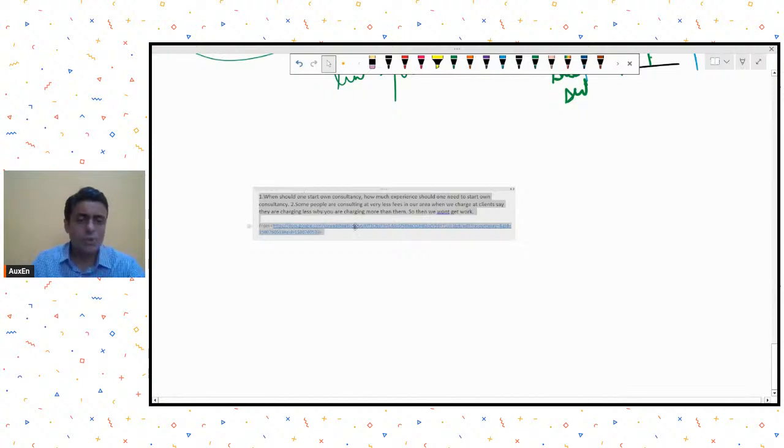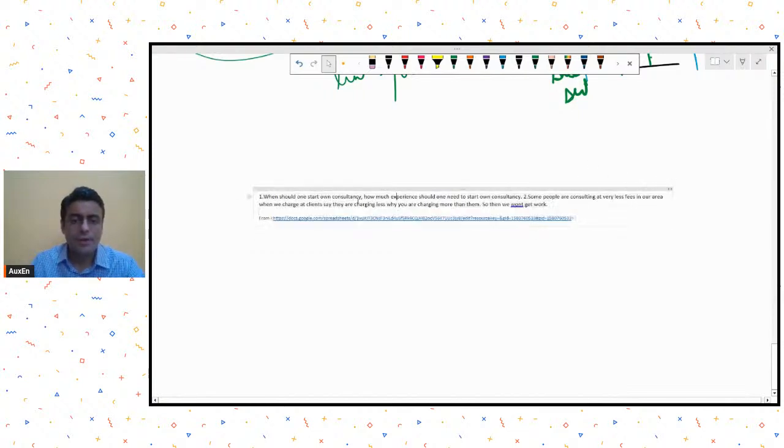When should one start their own consultancy? How much experience should one need to start their own consultancy? I don't know how much experience is needed. I don't have an answer. There is no rule for this. When you should start, when you should not start, how many years you need, I'm not sure about it. But maybe I would say at least 2 to 3 years.